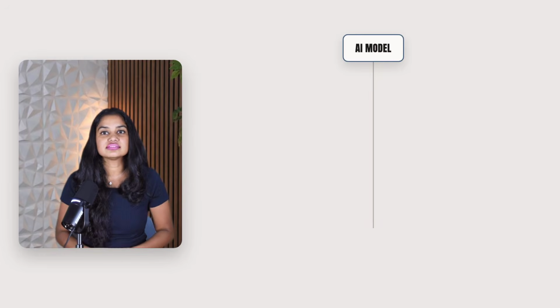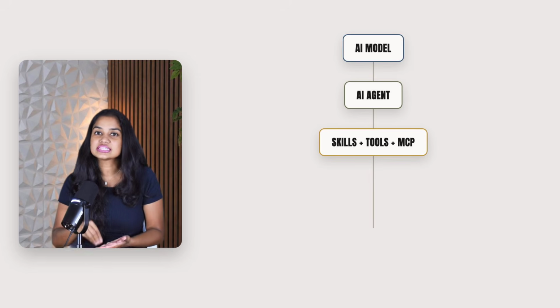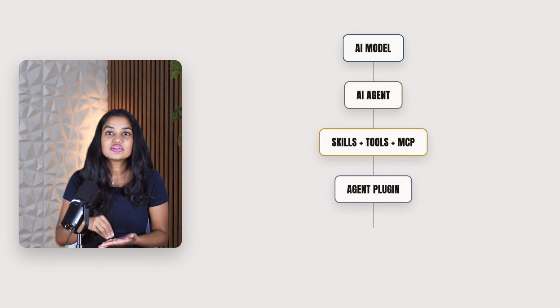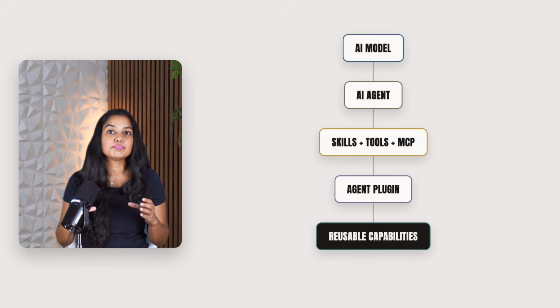You can think about it like this: a model, an agent, skills plus tools plus MCP, agent plugin, reusable capabilities, and that last layer could become a very important part of how we build software with AI.